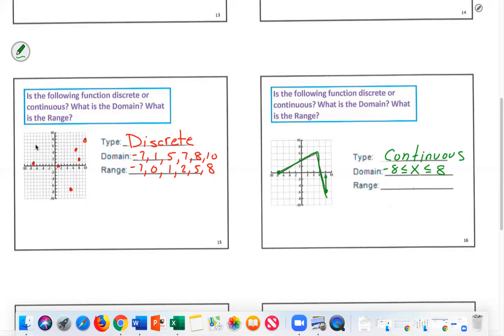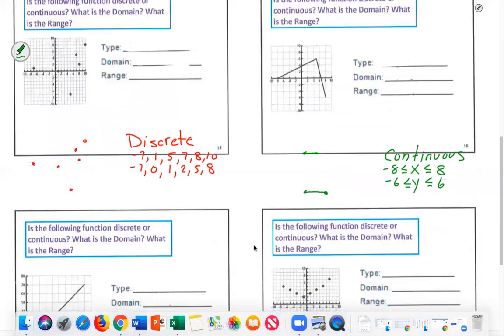Now my range, right? This is my smallest range. Let's trace that over. My largest range is right here. So let's trace that over. So my y values are in between. We look at that, that's going to be -6 and 6. So it's a little bit about discrete and continuous. So let's continue on.